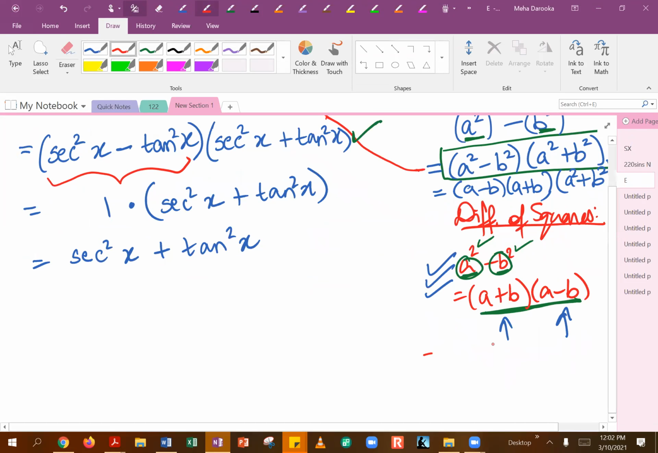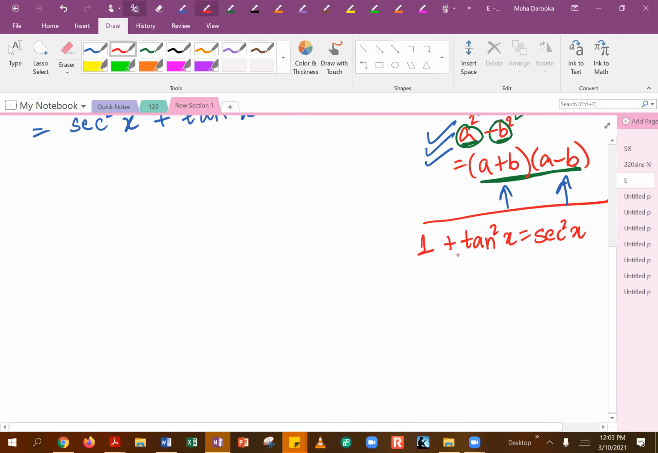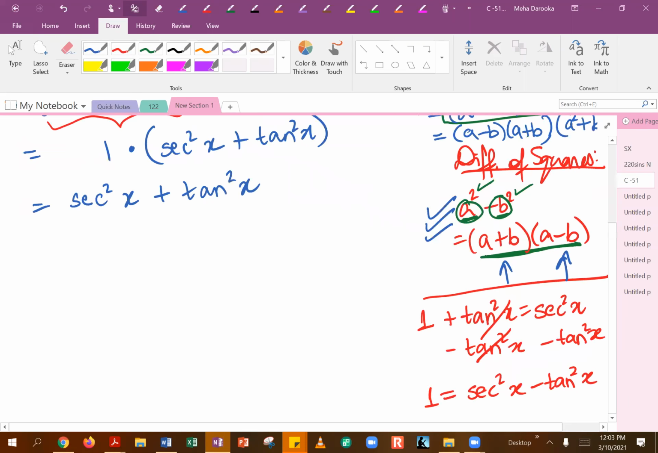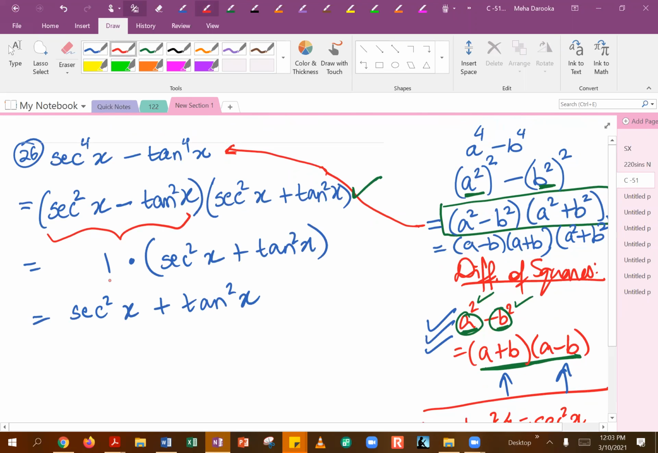So basically we are using the Pythagorean identity, 1 plus tangent squared of x is equal to secant squared of x. But then if we subtract that tangent and move it to the other side, we get 1 equals secant squared of x minus tangent squared of x. And that's the property we have used right over here.